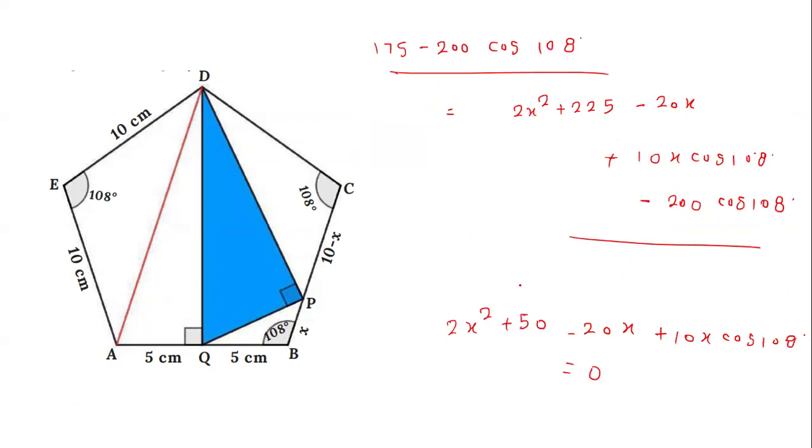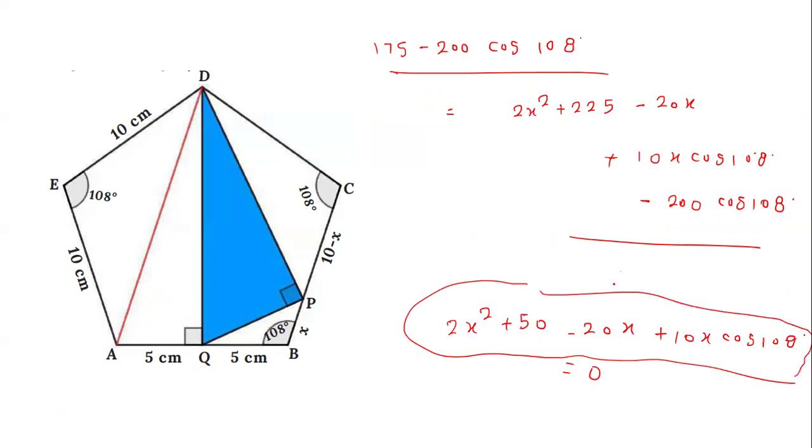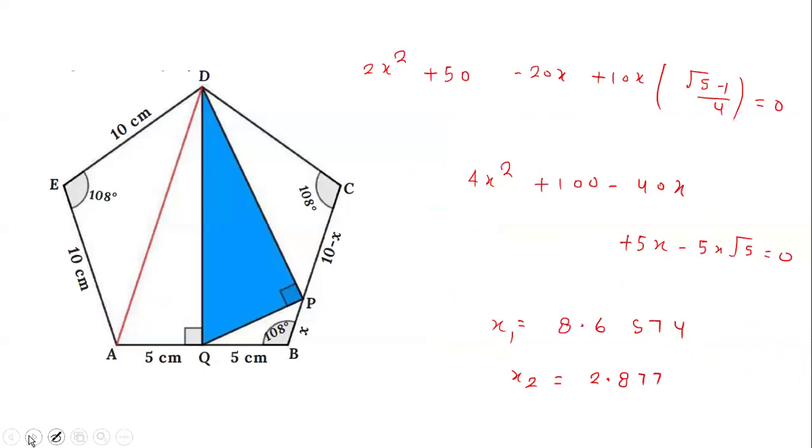So now after simplifying, this will become a quadratic in x. So after simplifying this will come like this, and this is a quadratic in x. So you can find out the root of this. So you can put the cos 108 value as minus (root of 5 minus 1) by 4, with a minus sign. So you can put that value, and this will become like this. So you can further simplify and you can write like this. So this is a quadratic in x, so you can find out the root.